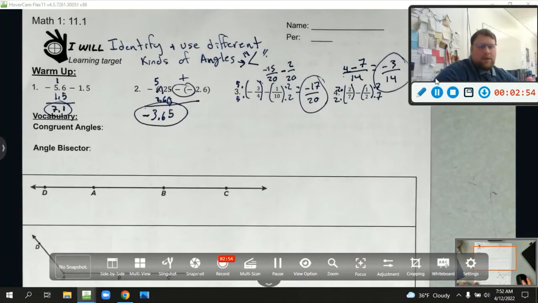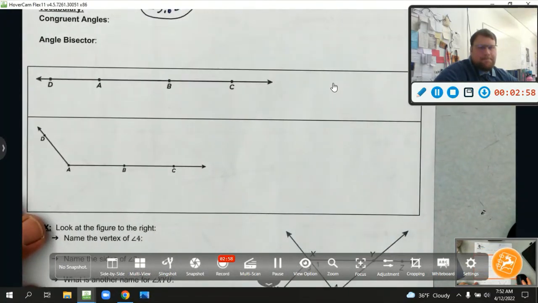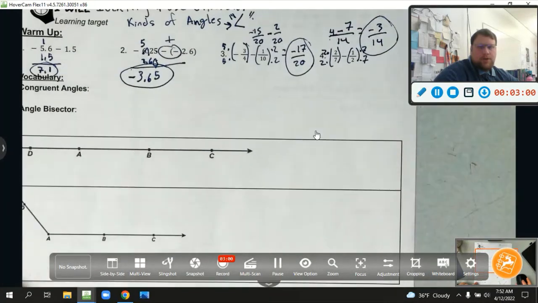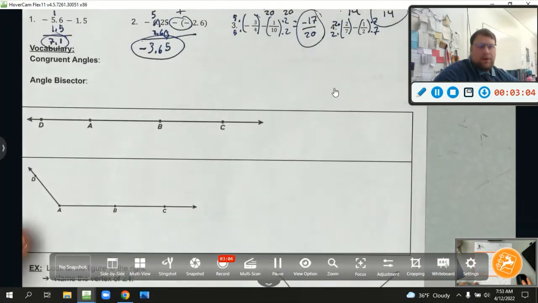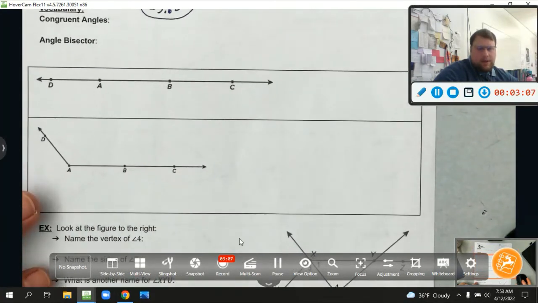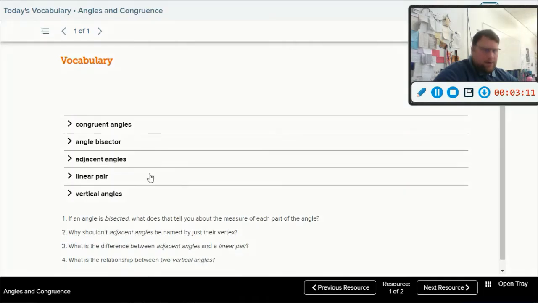All right. Time to get on to some vocab today. I should show that to you. Look at it, love it, enjoy it, embrace it, pause it if you need to. Let's take a look at our vocab and let's get rid of that. That's just in the way. Boosh. And all we need is congruent angles and angle bisectors. You'll see the rest later.